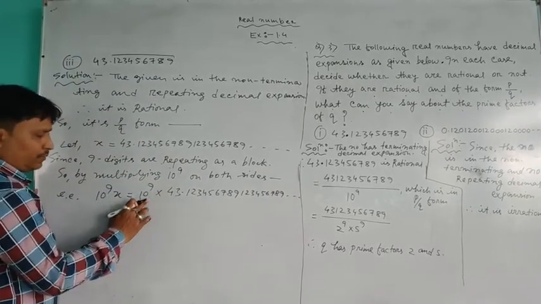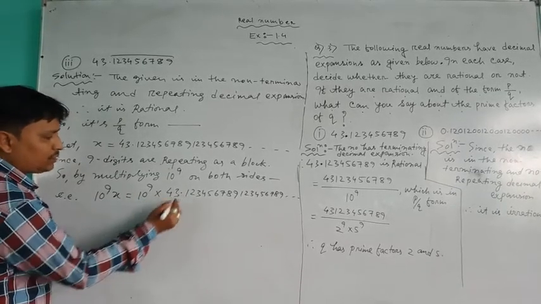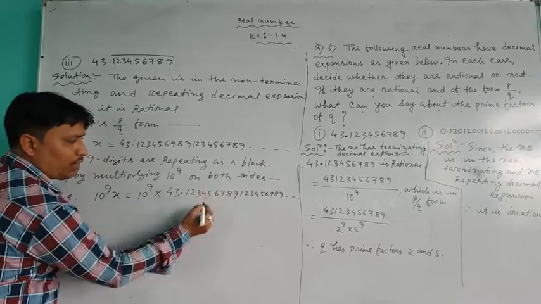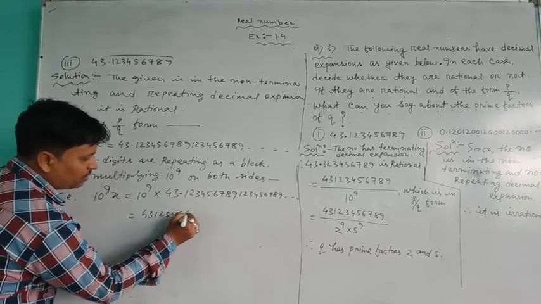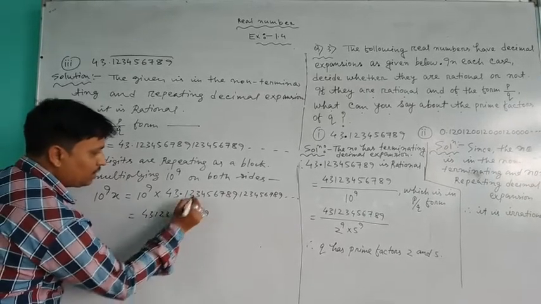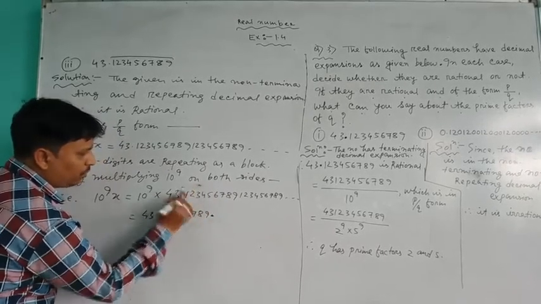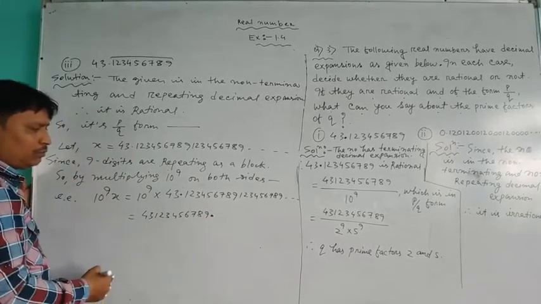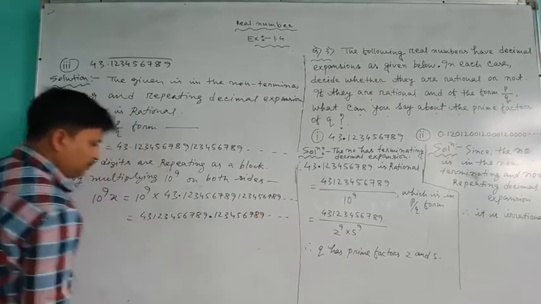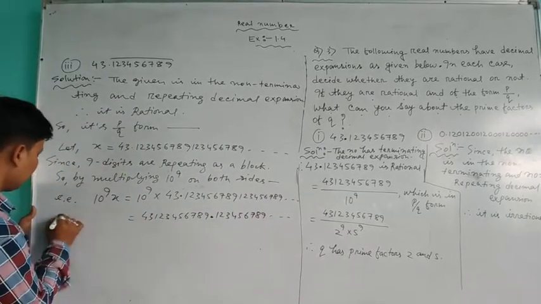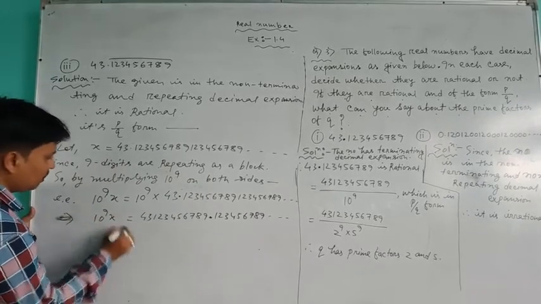But 10 to the power 9, how many zeros are there? 9 zeros. When you multiply by this number, the decimal point moves to the right after 9 digits. So 43, 1 2 3 4 5 6 7 8 9, and after 9 digits the point is placed, then 1 2 3 4 5 6 7 8 9 repeating. This implies 10 to the power 9 x.